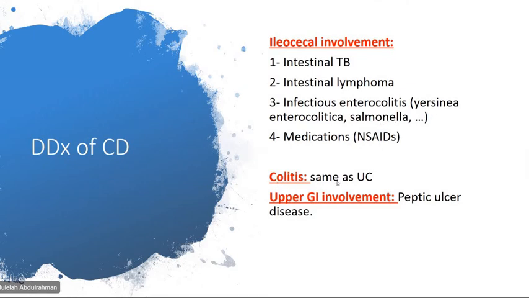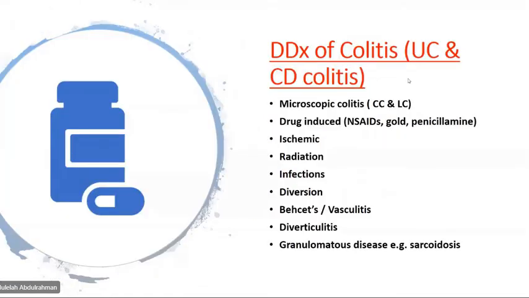For Crohn's colitis, similar to UC, and we'll come to UC in the next slide. Upper GI involvement: remember the most common cause of ulceration in the upper GI is peptic ulcer. So if you have what we call an unusual peptic ulcer, one that doesn't respond to usual standard treatment or extends beyond the usual site, then you start thinking of Crohn's disease of the upper GI. Now, what about differential diagnosis of colitis, whether it is UC or Crohn's colitis? Think of microscopic colitis. Again, it's easily differentiated, but from a clinical perspective, both will have diarrhea. Drug-induced can give you a colitis, as can ischemic, radiation, infections, Behçet vasculitis, diverticulitis, and granulomatous disease like sarcoidosis.